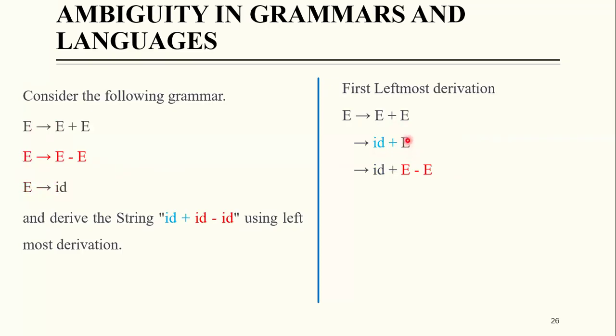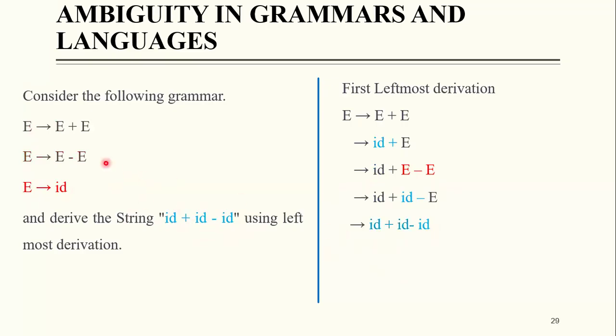If I chose this E as ID, I would get ID plus ID, all terminals, and I can't do anything further. So I have chosen the next production as E minus E for this E, replacing this non-terminal. So ID plus E minus E. And in the next step, I have chosen the E derives ID production, so this E can be changed to ID. And for the next non-terminal E, again I have chosen E derives ID. Now I got ID plus ID minus ID. So the input string that is given, I have derived with the grammar.